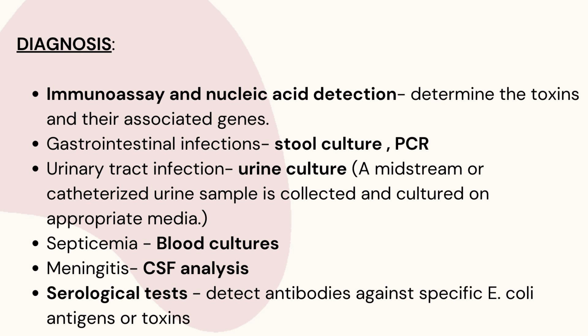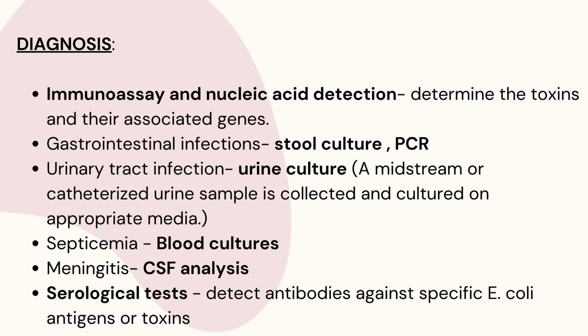For gastrointestinal infections, stool culture or PCR is carried out. Fresh stool sample is collected and cultured on selective media that promote the growth of E. coli. PCR allows a rapid detection and identification of specific genes associated with pathogenic strains. For example, genes encoding virulence factors like Shiga toxin in enterohemorrhagic E. coli. In urinary tract infection, urine culture is done. Midstream or catheterized urine sample is collected and cultured on appropriate media.